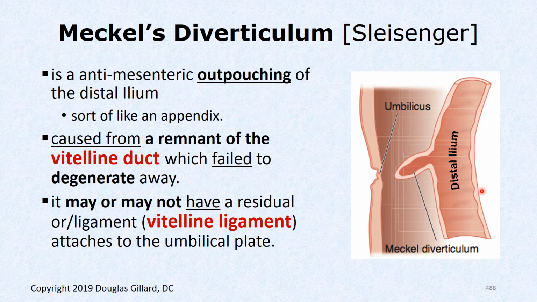Now we're going to slow down and talk about this one. This is the big one. This is a Meckel's diverticulum. It is an outpouching of the distal ileum. So here's the distal ileum just before it reaches the ileocecal valve. All this stuff you'll learn in Gross 2 anatomy.